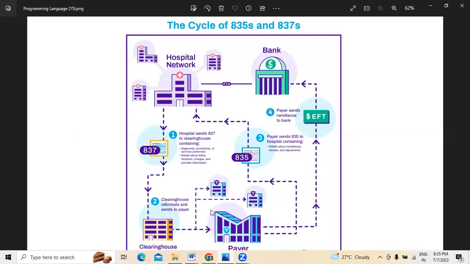So these are the four general stages which we normally see whenever we are talking about 835 and 837. I'm not specifying anything relating to 271, 275, all that, because those are all different. These are the two codes which we normally use for claims sending as well as claim payment receivables, followed by this, in between.